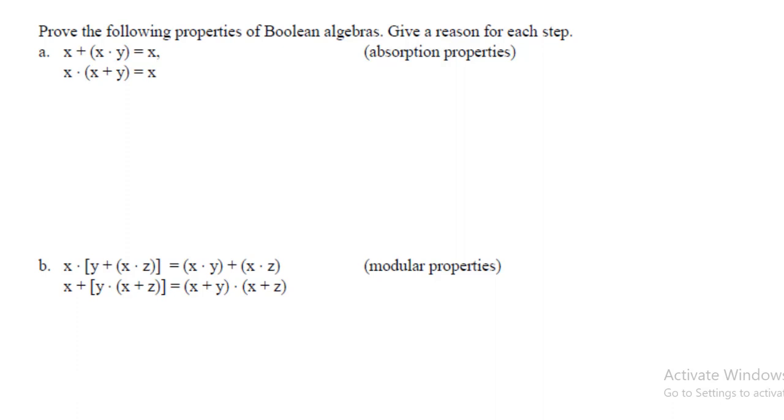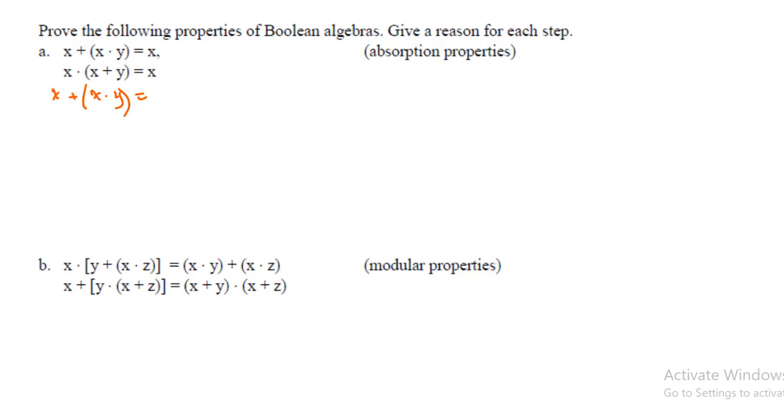Hello, in this video we're going to be proving some Boolean expressions using Boolean algebra properties. So for example, x plus x and y equals x, or x or x and y is equal to x. And this is a new property called the absorption property. To prove this, I'm going to start with the left hand side.